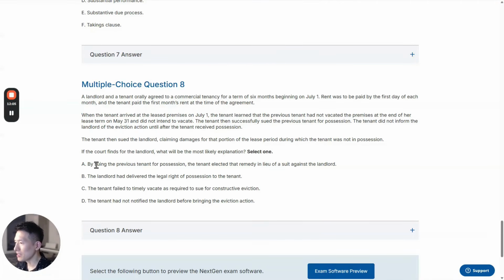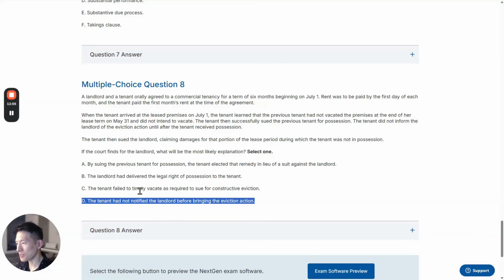By suing the previous tenant for possession, the tenant elected that remedy in lieu of a suit against the landlord. The landlord had delivered the legal right of possession to the tenant. The tenant failed to timely vacate as required to sue for constructive eviction. The tenant had not notified the landlord before bringing the eviction action. Of these choices, there's a couple that I don't think are legal standards that apply. So there's no rule for notifying the landlord before bringing the eviction action against a previous tenant. So I don't think D is the right choice.